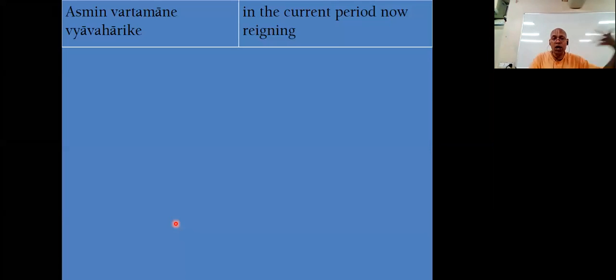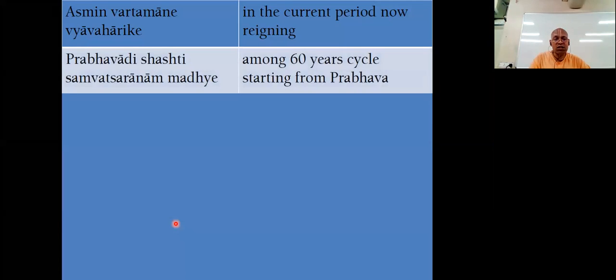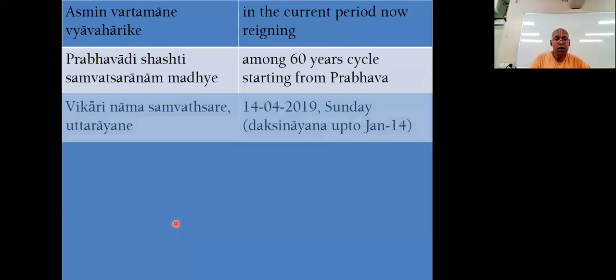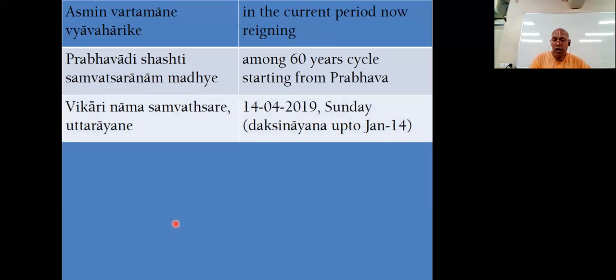And then with respect to time further, Asmin Vartamana Vyavaharike, in the current period now reigning, in the first quarter of Kali Yuga, Prabhavadi Shashti Samvatsara Namadde, among the 60-year cycle starting from Prabhava, etc., Vaikari Nama Samvatsare, in the year known as Vaikari Nama Samvatsara, Uttarayana, during the Uttarayana.